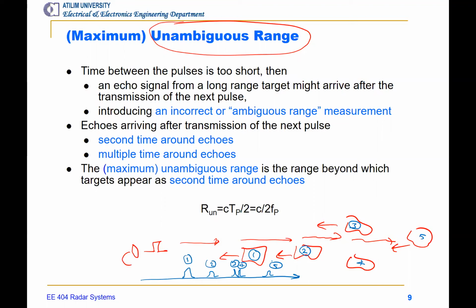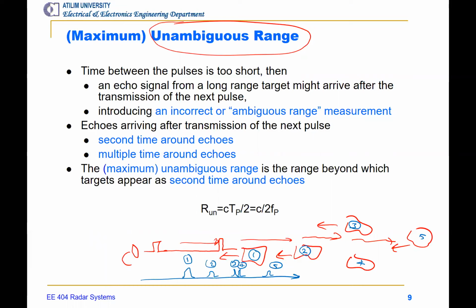Now, how can we determine the range here? For example, if I choose the next pulse here, okay, transmitting pulse. So what will happen?